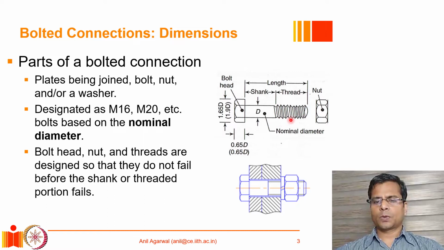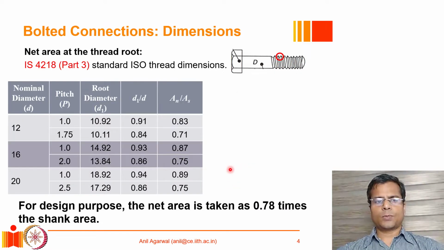First, we will talk about the relationship between the diameter at the root of the thread and the diameter of the shank. So, in this diagram, what you see is basically a typical bolt. This much portion of the bolt is unthreaded. This is the threaded portion of the bolt. If we go to IS 4218 part 3, which is similar to the respective ISO code, this provides various thread dimensions which are standardized in India, right?